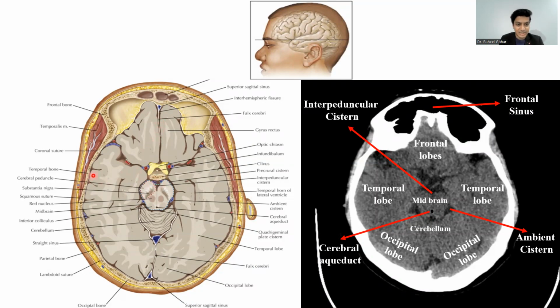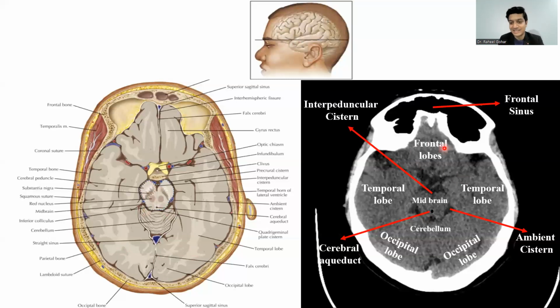Here you can see the midbrain. It is a heart-shaped structure. These are the cerebral peduncles. This is the cerebral aqueduct. Cisterns are also visible. This one is the interpeduncular, then the crural, ambient, and posteriorly we will see the quadrigeminal cistern. Now here you can see the folia. This is the cerebellum, and posteriorly we will see the cerebral cortex or occipital lobe.